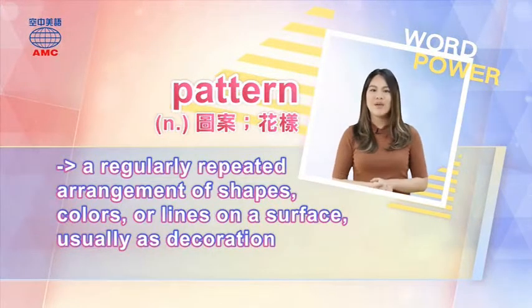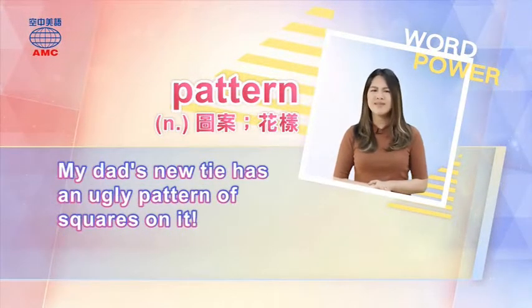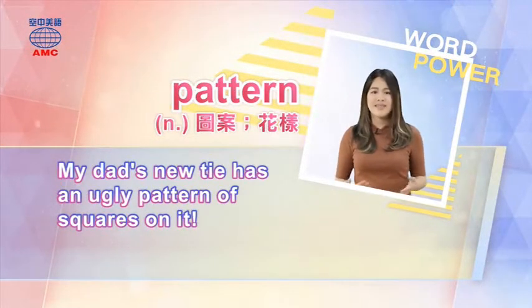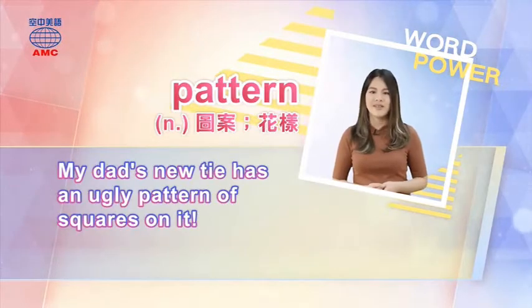For example, we can say, my dad's new tie has an ugly pattern of squares on it.